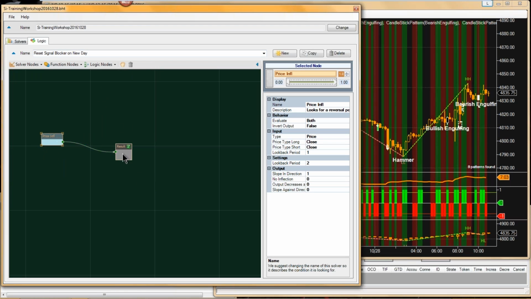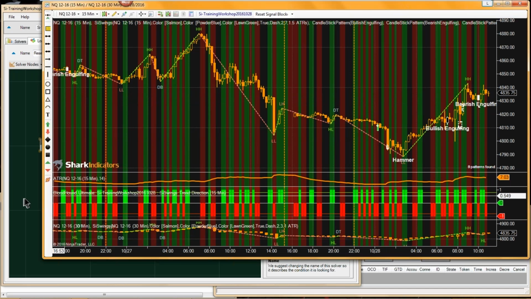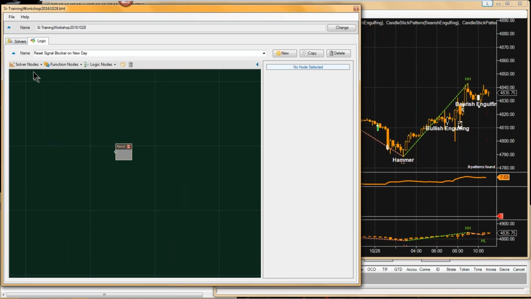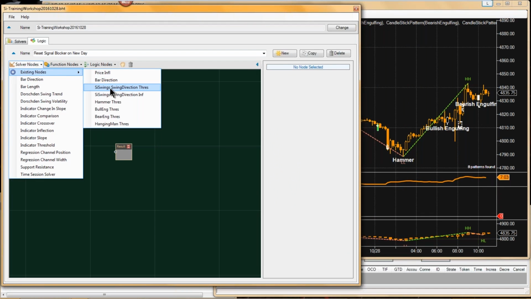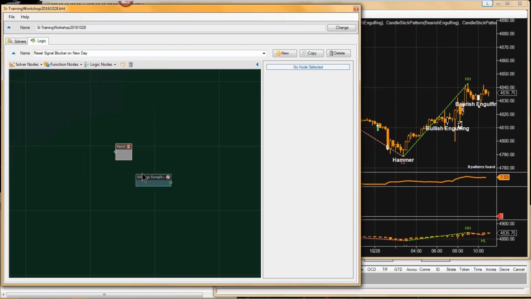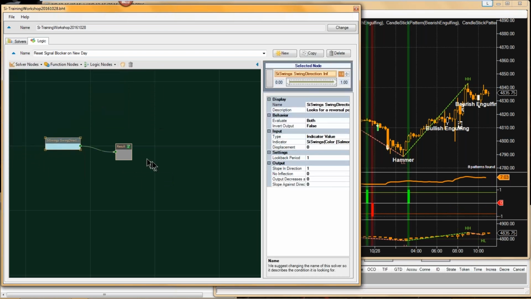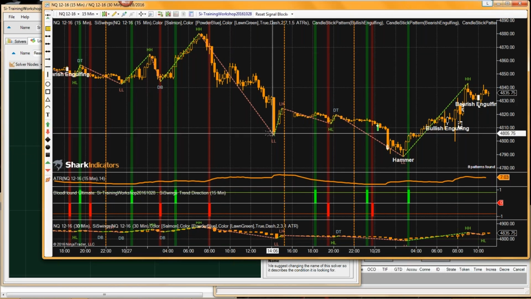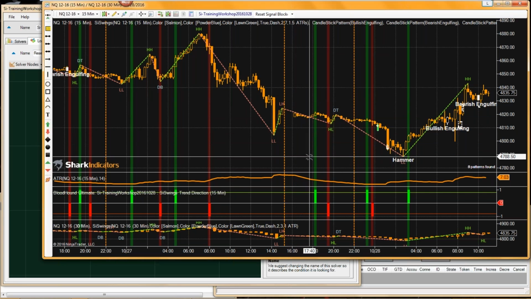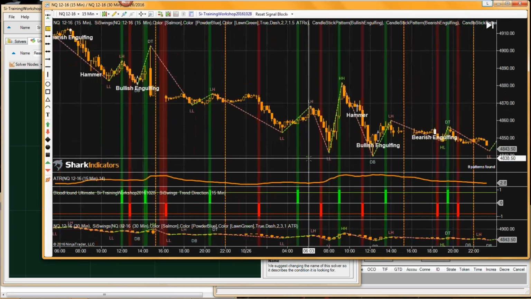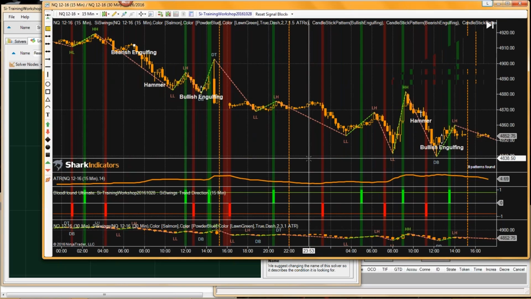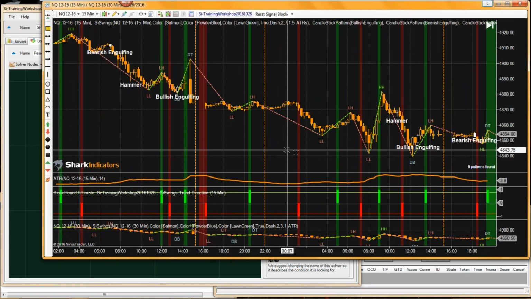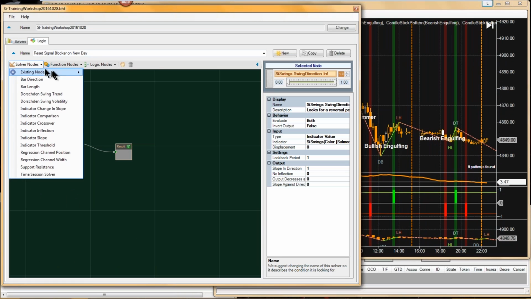So I got something here that generates a ton of signals, just using the price inflection. And actually, let's do something a little less. Here we go, this will work. So we'll use the swing indicator. There we go. The swing indicator is generating a fair amount of signals. However, the swing indicator is always reversing, so that's not quite going to work.